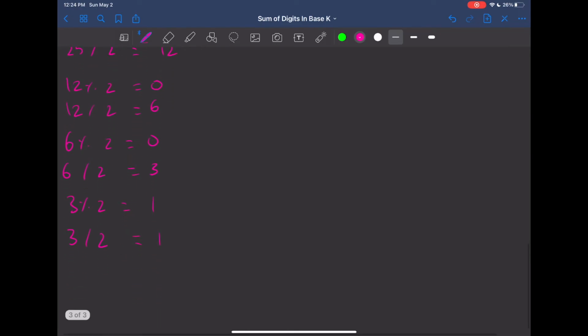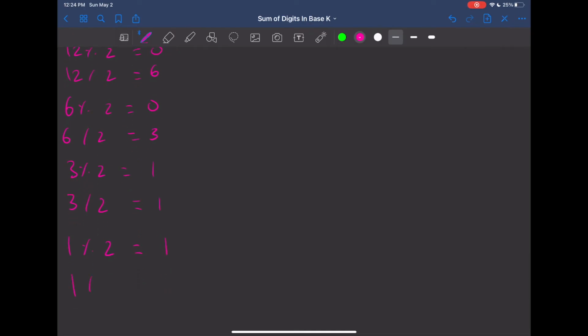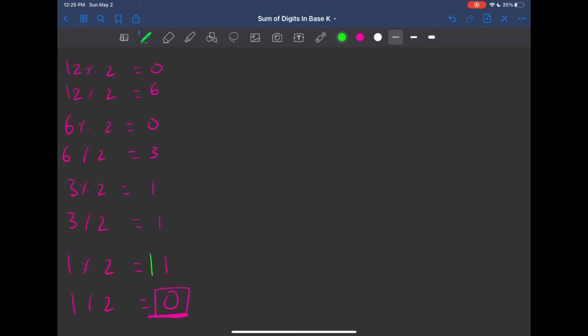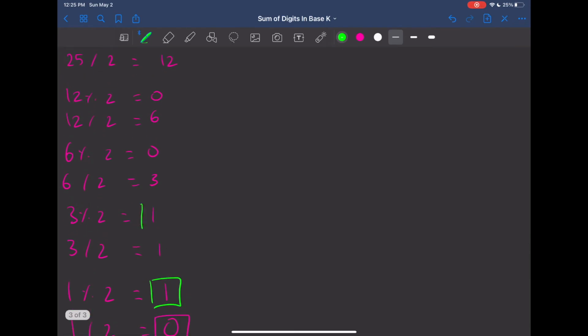And finally, we're almost there. Now we have 1 mod 2, and this gives us 1. And then we do 1 divided by 2, and this gives us 0. And now we are done. This is what's going to signal to us that we're done. Now, I want you to take a look at all of the numbers that we get left over from our modulus.